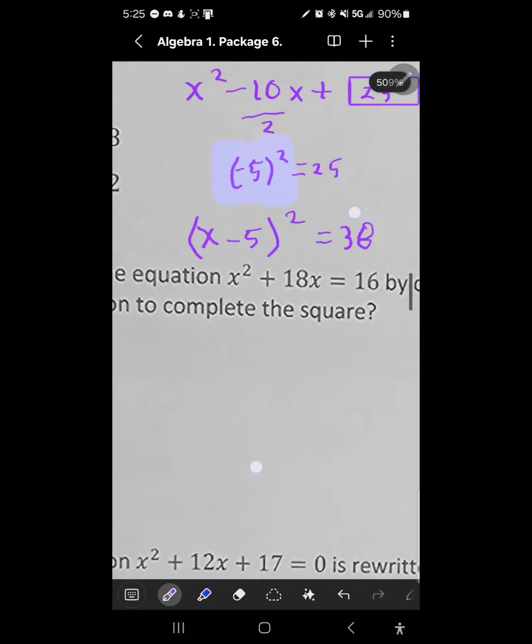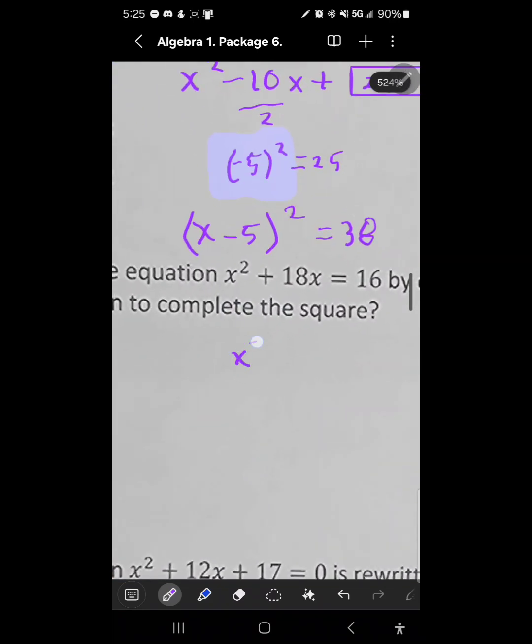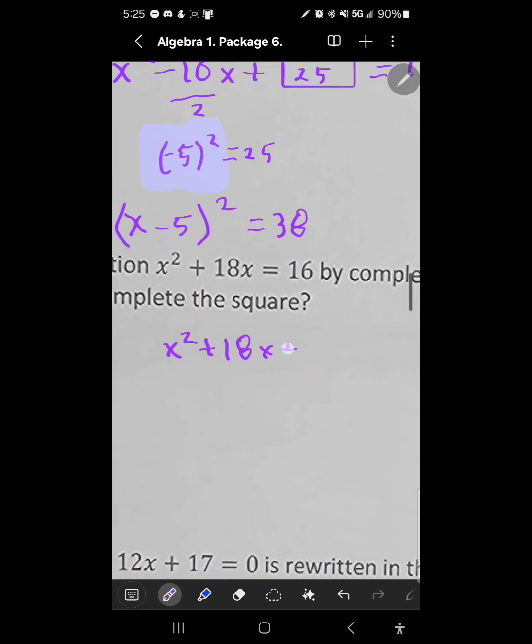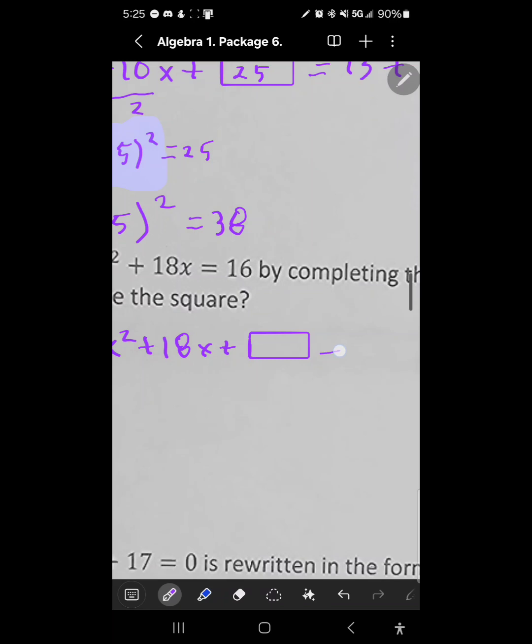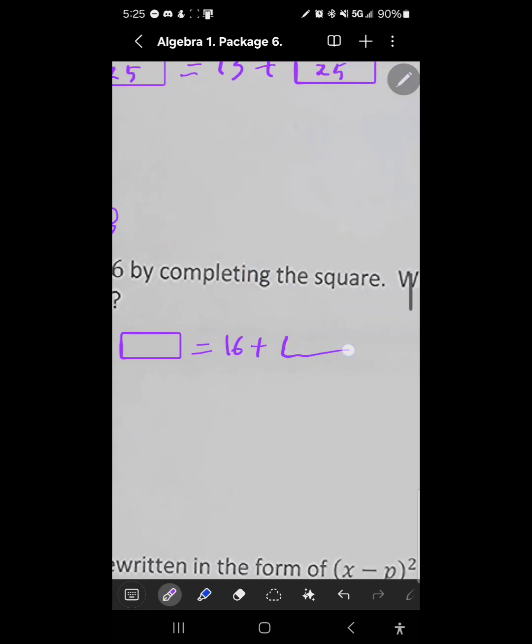Let's see, we have x squared plus 18x equals 16. So I'm going to divide. Okay, wait, we have x squared plus 18x plus the rectangle, which is going to be equal to 16 plus the rectangle.